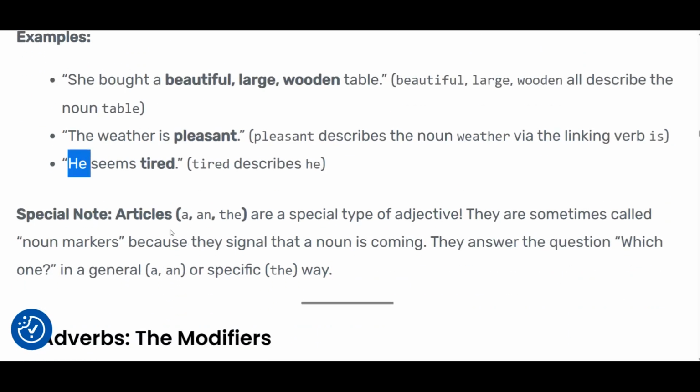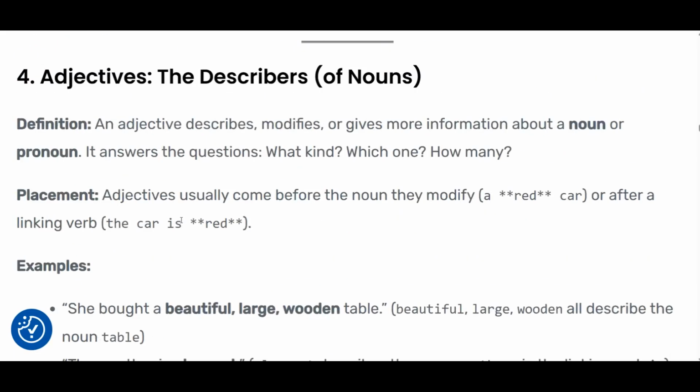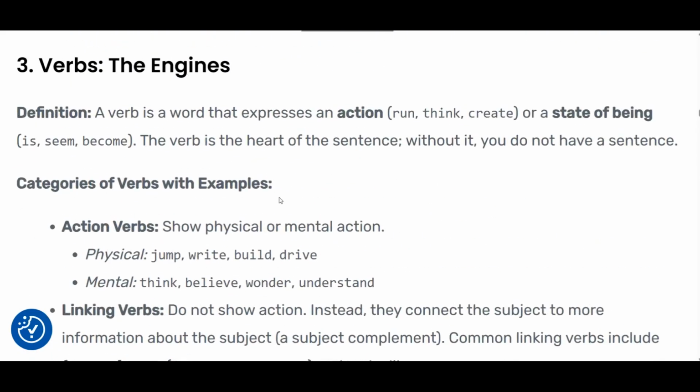A special note: the articles a and the are a special type of adjective. We studied articles in chapter 1 part 1. They are not particularly adjectives, but a special type of adjective. They are sometimes called noun markers because they signal that a noun is coming. They answer the question which one, in a general way, a or an, or a specific way, the. So these are adjectives and verbs.